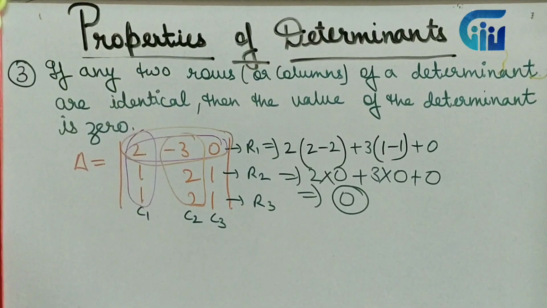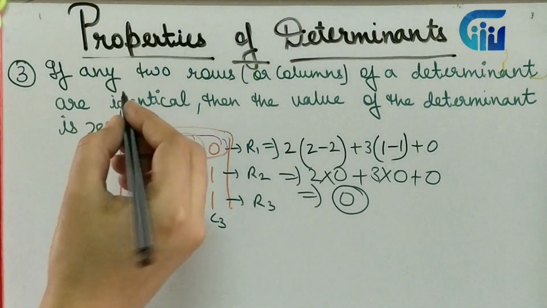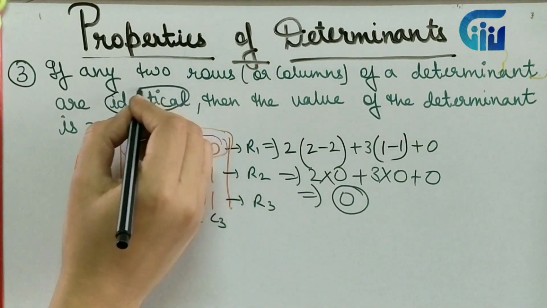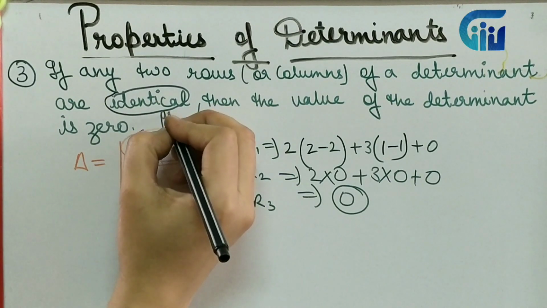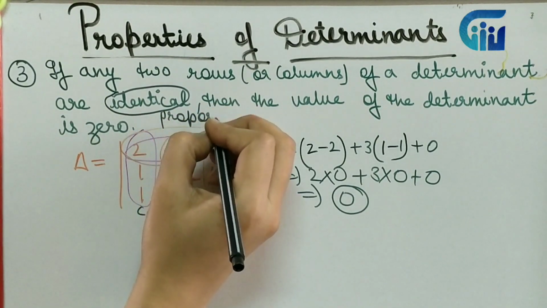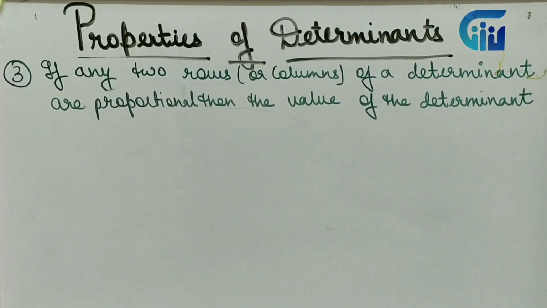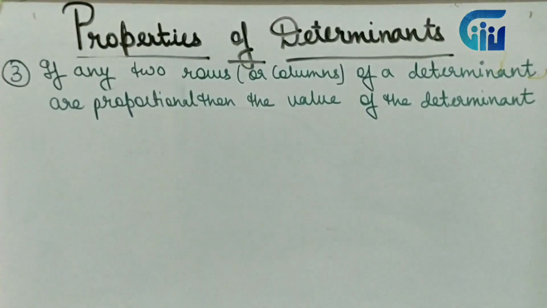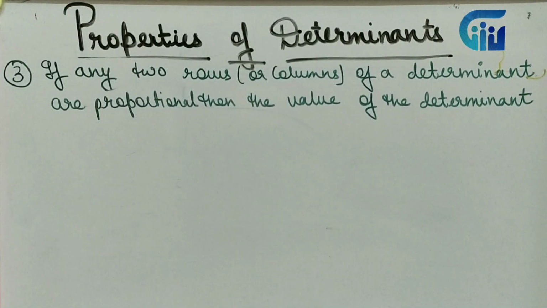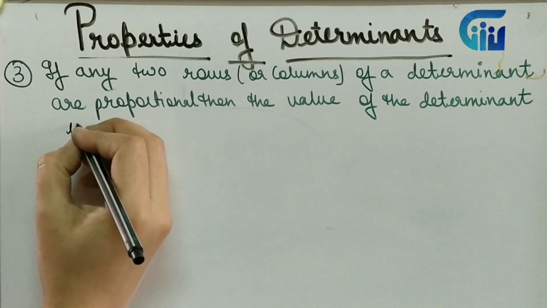So in continuation to this particular property, we have one more property or you can say special case of this particular property, which says if any two rows or columns of a determinant are proportional. In place of identical, what we have? Proportional. So now the second part of the same property says if any two rows or columns of a determinant are proportional, then the value of the determinant is again 0.